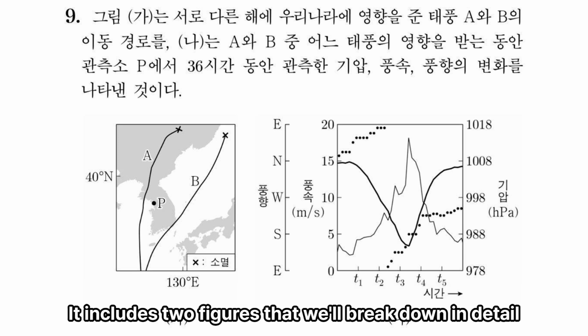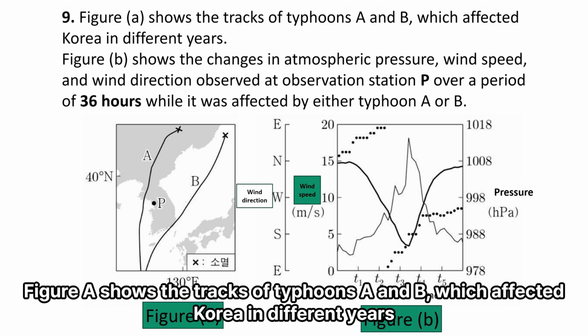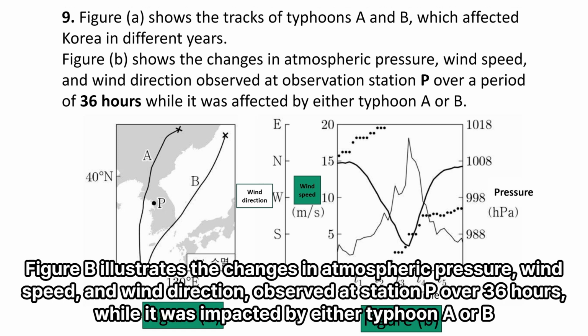It includes two figures that we'll break down in detail. For clarity, let's look at the English translation on the next slide. Figure A shows the tracks of typhoons A and B, which affected Korea in different years. Figure B illustrates the changes in atmospheric pressure, wind speed, and wind direction, observed at Station P over 36 hours, while it was impacted by either Typhoon A or B.